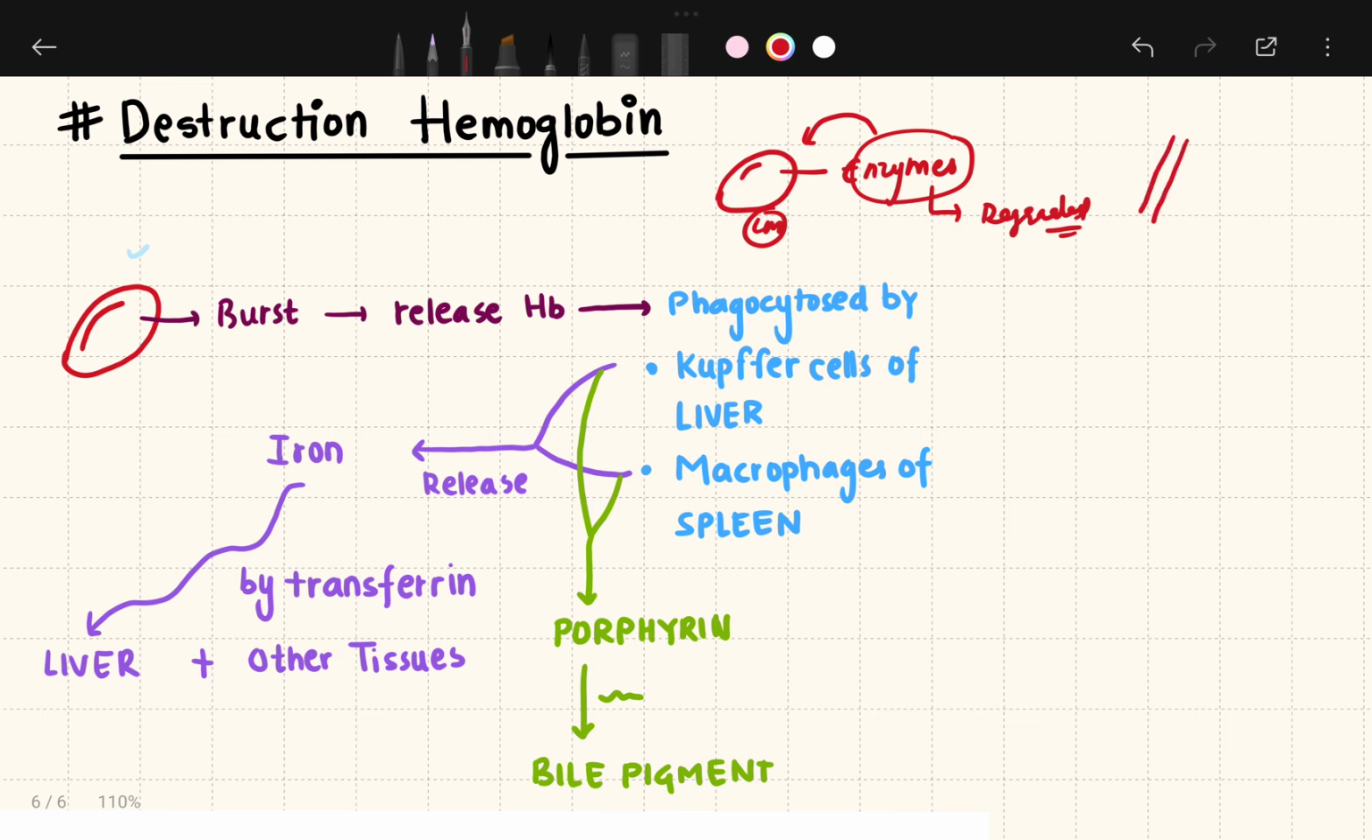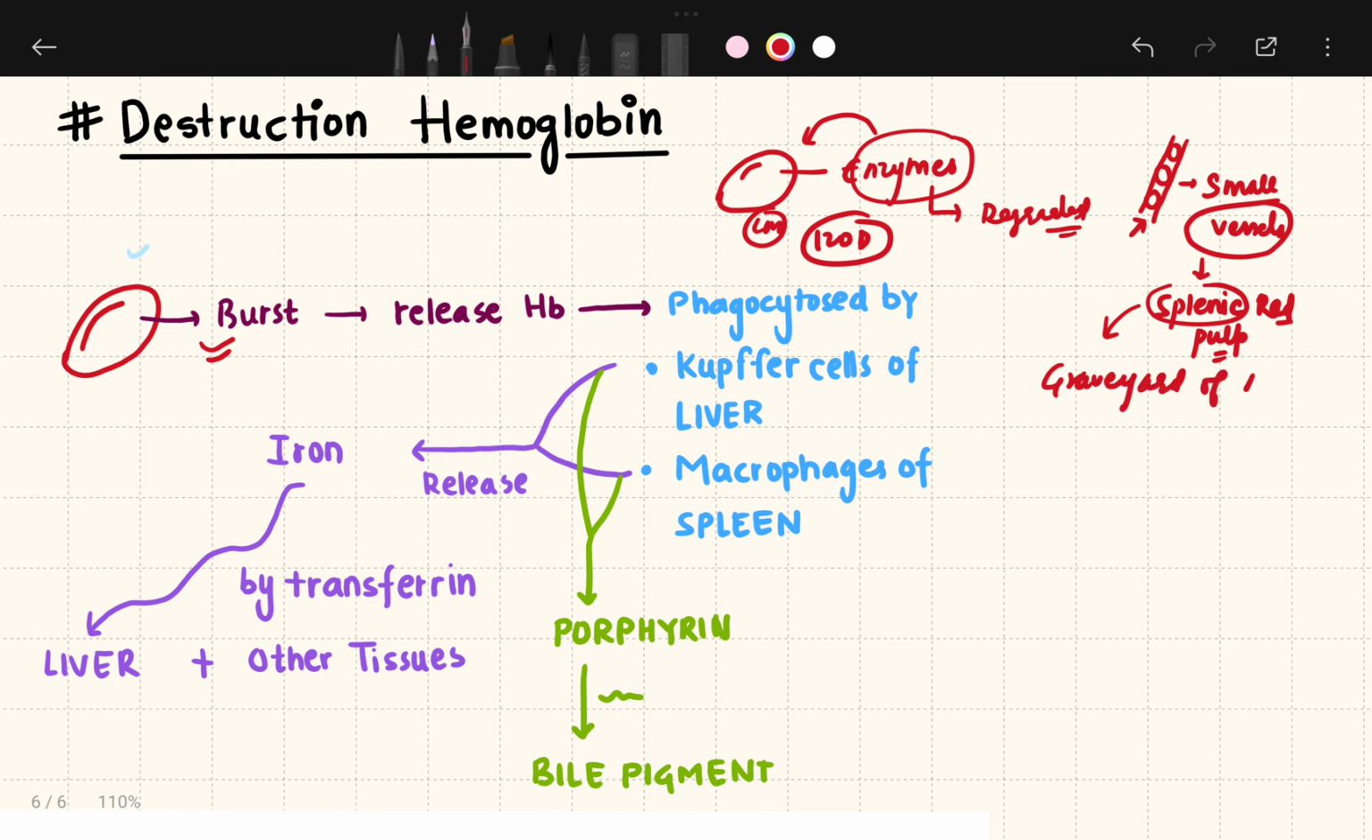Now when they pass through the small vessels, or the small passage in the splenic red pulp of the spleen, they'll get squeezed through these small vessels. And when they get squeezed, they'll get ruptured very easily, because their integrity is already compromised because of the degradation of the enzyme. And how do they get degraded? They get degraded along with time. As we know, 120 days is the life of RBCs. Now when these RBCs burst while getting squeezed through the venules, or the vessels, that's why spleen is also known as graveyard of RBC. They'll burst and they'll release hemoglobin.